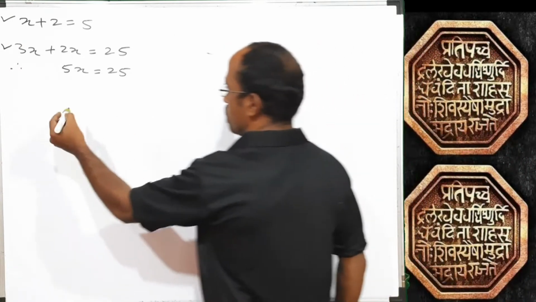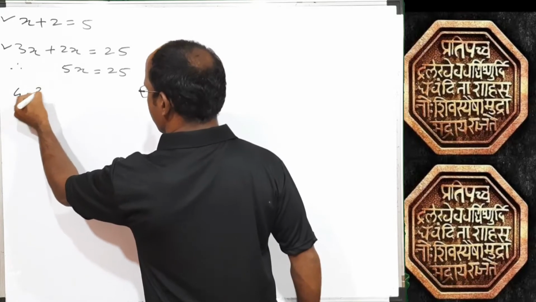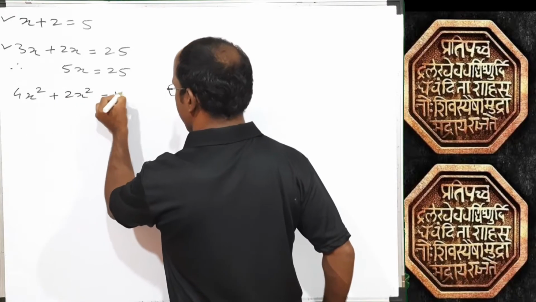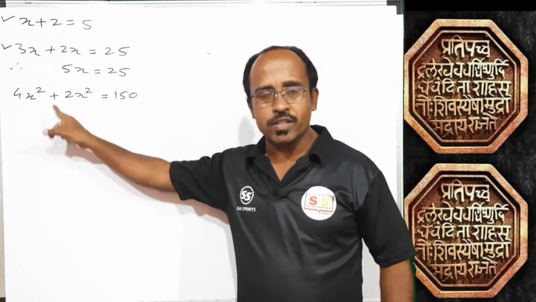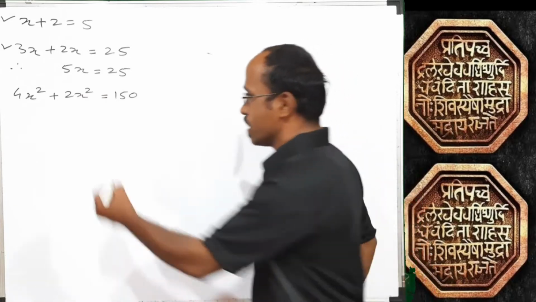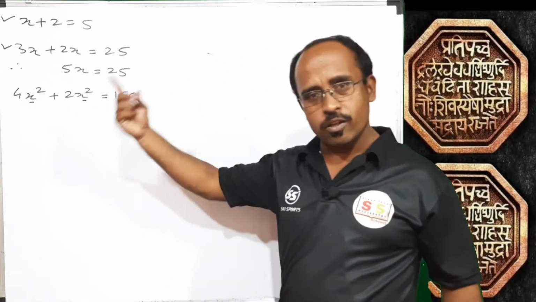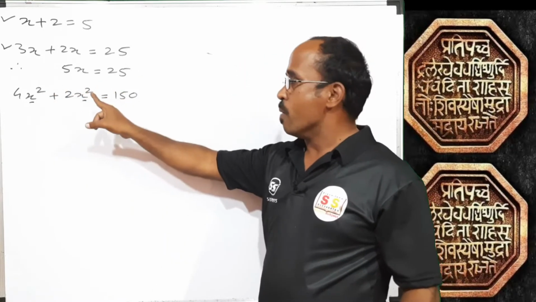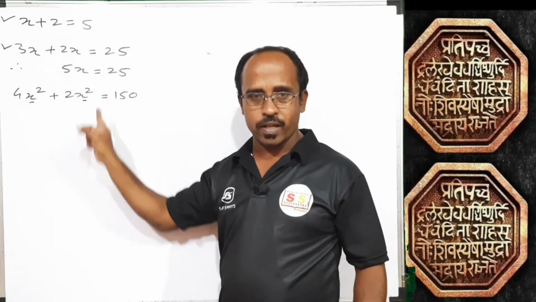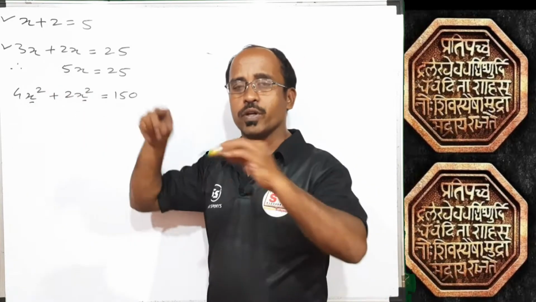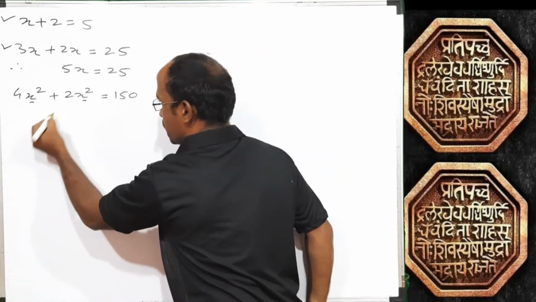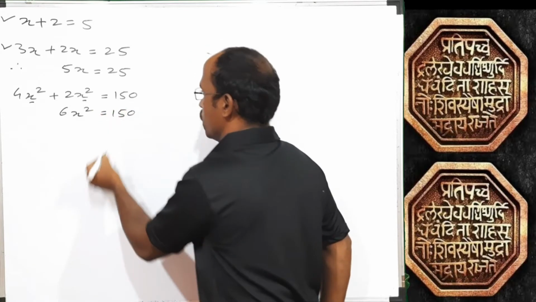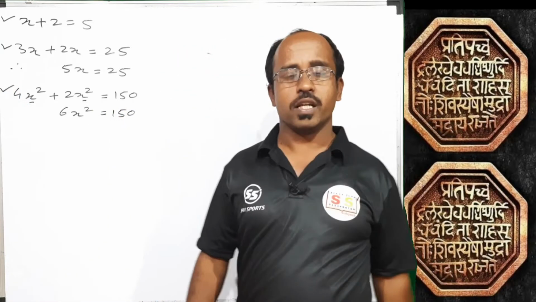Let us see one more example. Suppose the question is 4x square plus 2x square is equal to 150. Is it an equation in one variable? Which variables are there? x, x. What is the degree of x? Here the degree of x is 2, here also the degree of x is 2. Means both are like terms or like variables, so we can convert them into an equation in one variable. We can do their addition: 4 plus 2, 6x square is equal to 150. So this is also an equation in one variable.